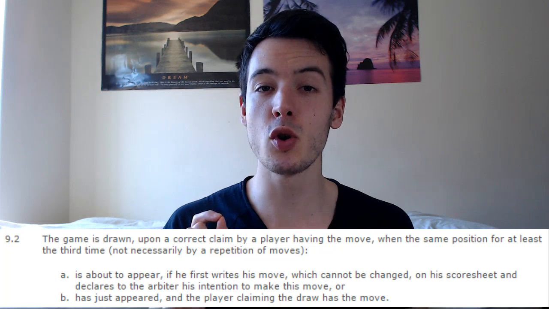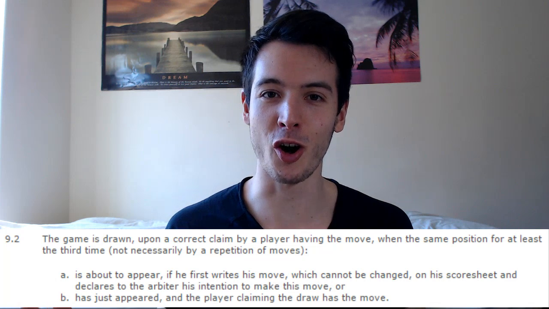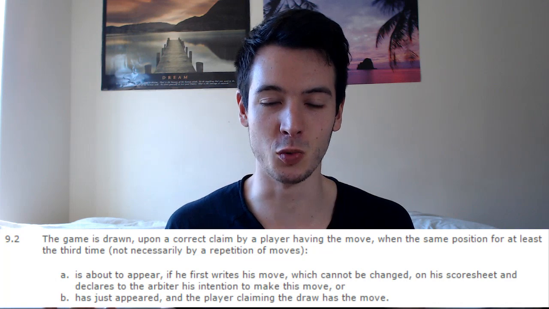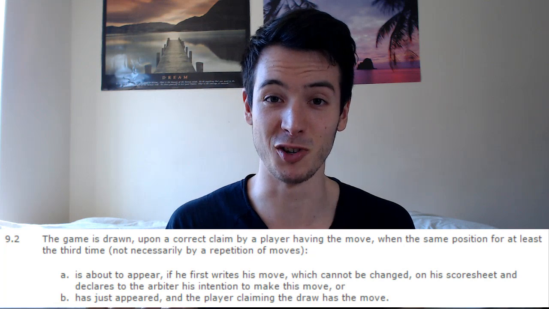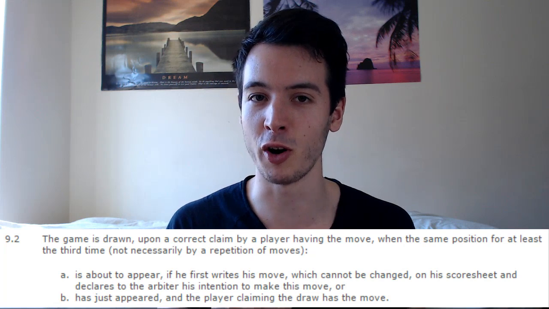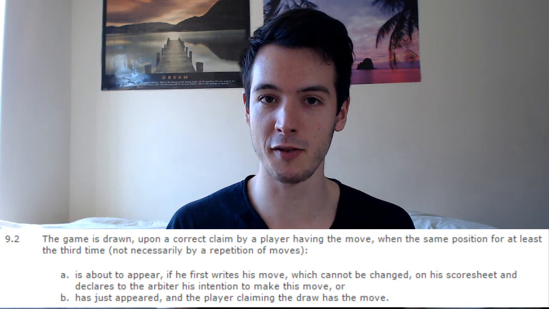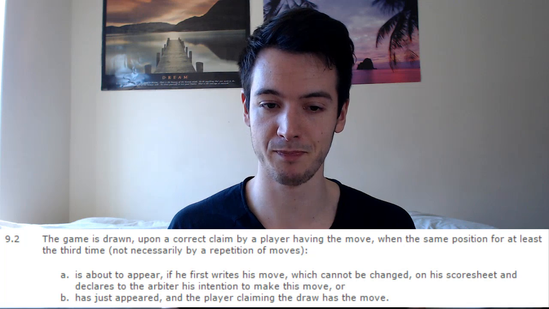So first off, you have to claim a draw. It's not a draw automatically, such as when there's no material left to win. When it's just king versus king, it's automatically a draw. You don't have to claim anything, but with the threefold repetition, you do have to make a claim to the arbiter, okay?